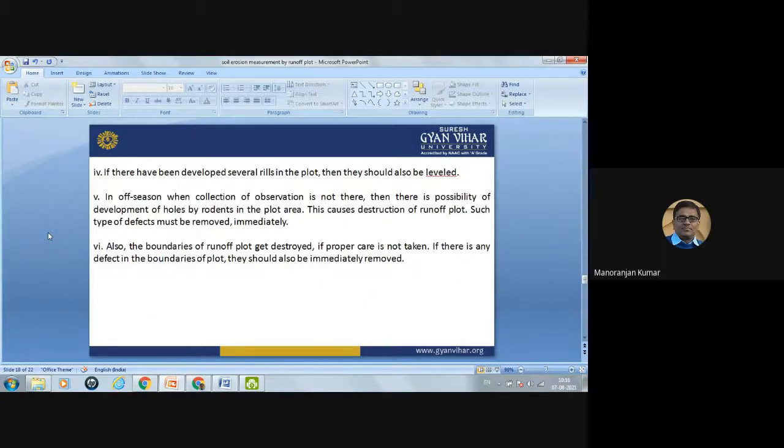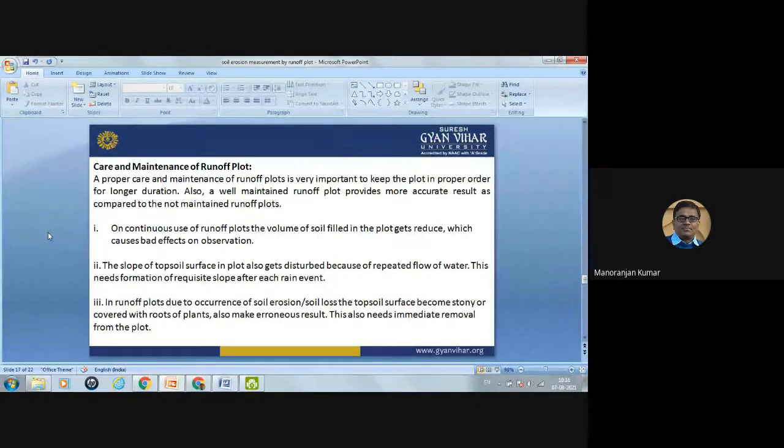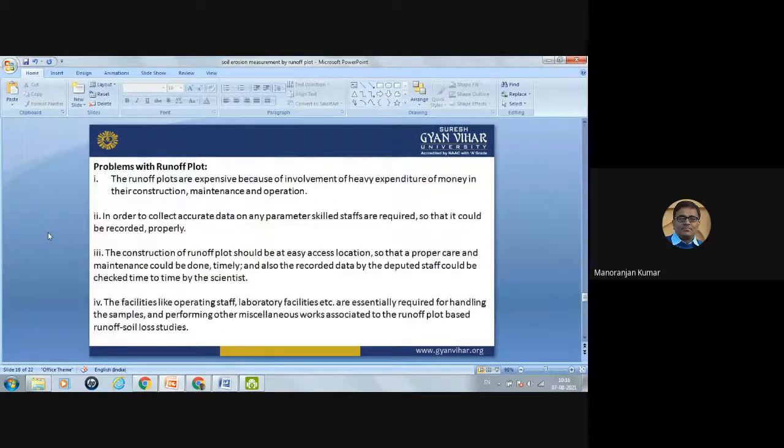Also, we have seen the care and maintenance of the runoff plot. At each time, we have to maintain the runoff plot. And also the problems with the runoff plot. What are the different problems that come with this runoff plot we have seen here.